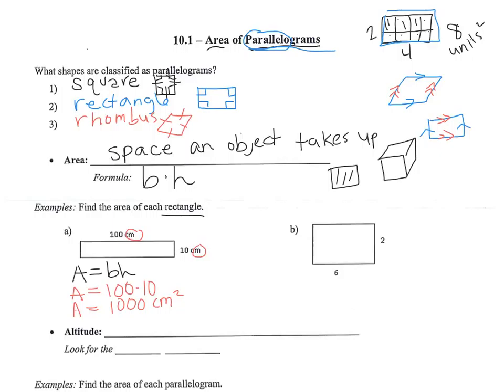Second one, it's a rectangle. Area equals base times height. Now I'm going to substitute area equals 2 times 6. Area equals 12. And then it's units squared.